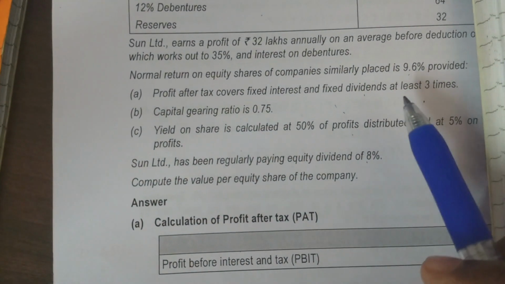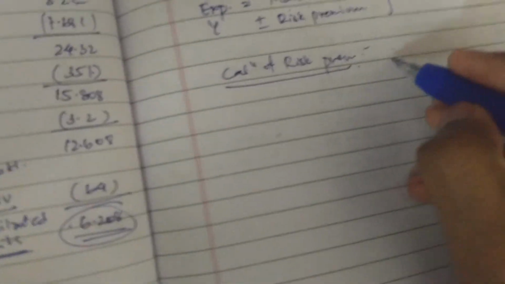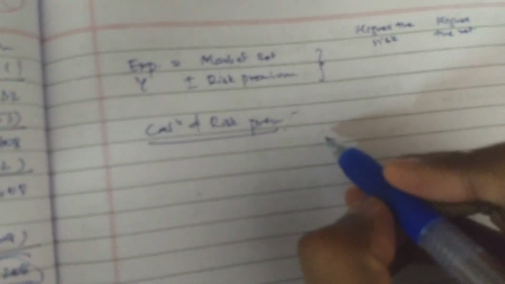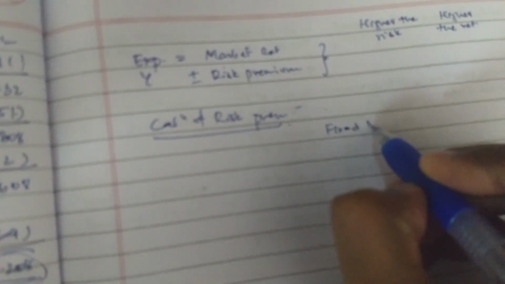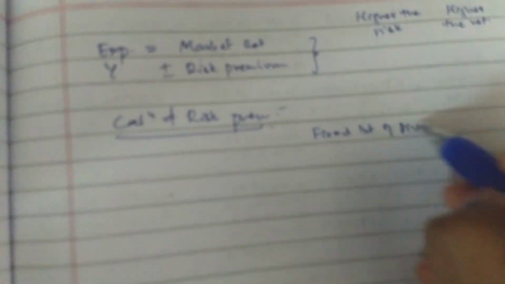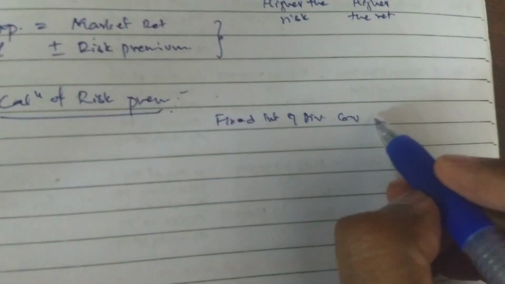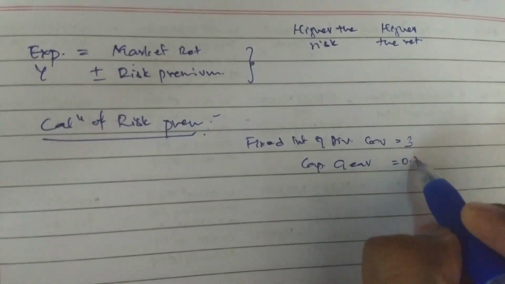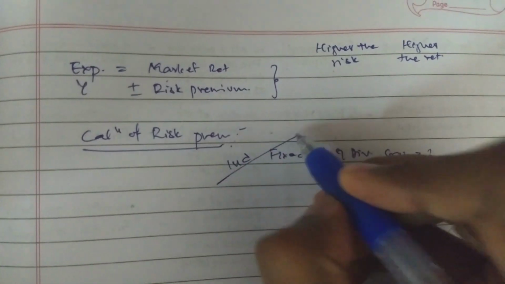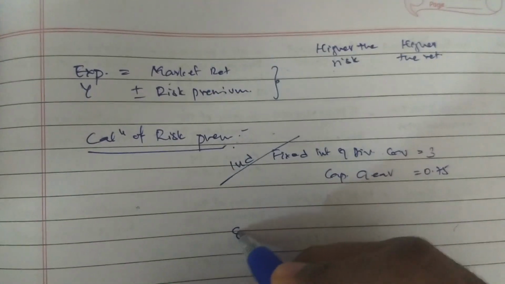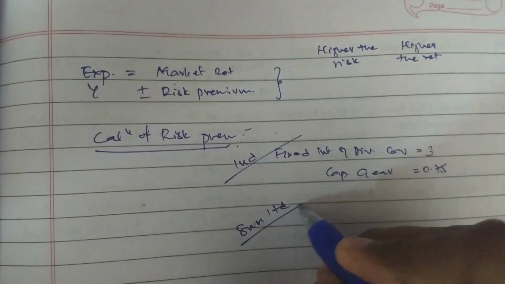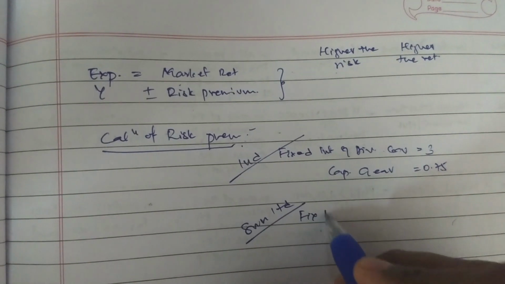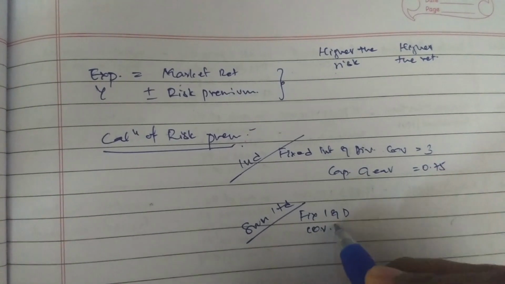These are industry ratios. That is, the industry ratios are: fixed interest and dividend coverage ratio, which is equal to 3, and capital gearing ratio, which is equal to 0.75. But these are of the industry. What do we need? We need SUN Limited's fixed interest and dividend coverage ratio.